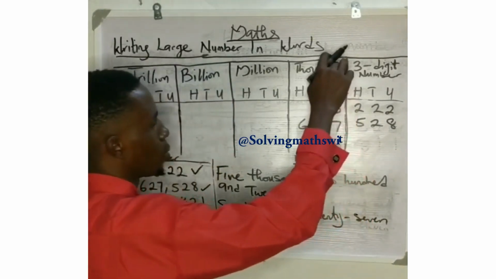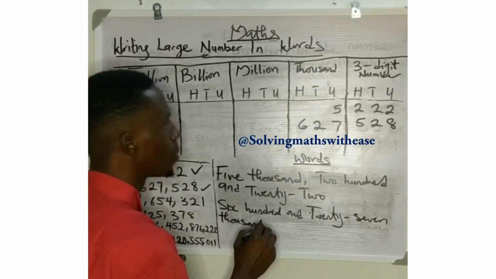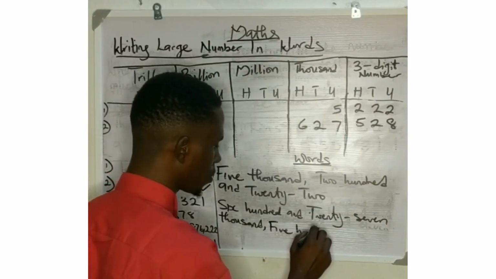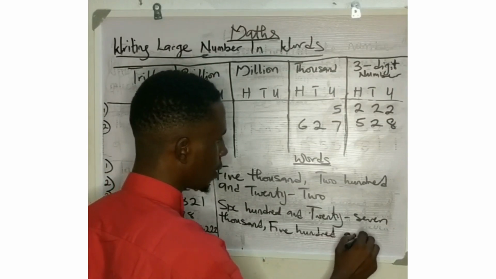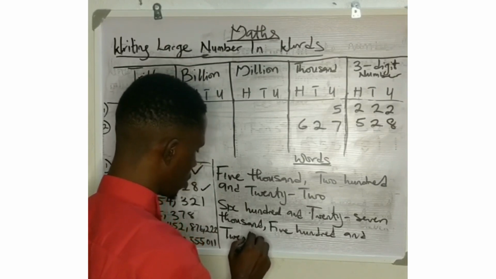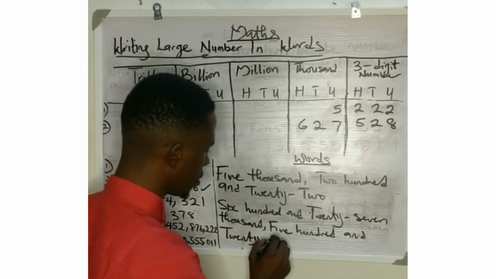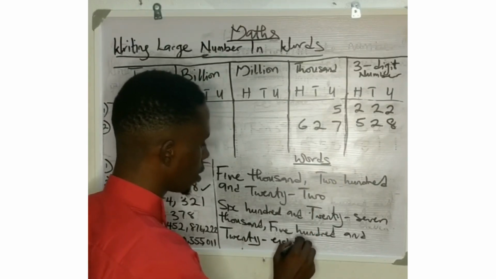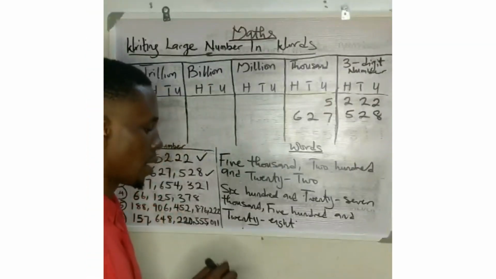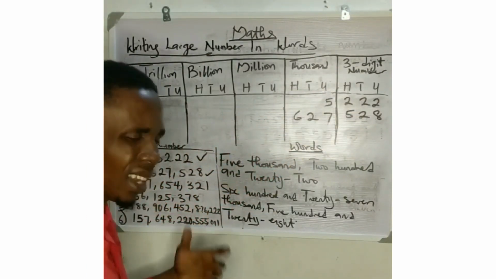Then you look at the top. What is there? 1,000. 500 and 28. Very easy to write. You see what I'm talking about? All you need to know is to write the numbers in this chart, and then it becomes very easy.